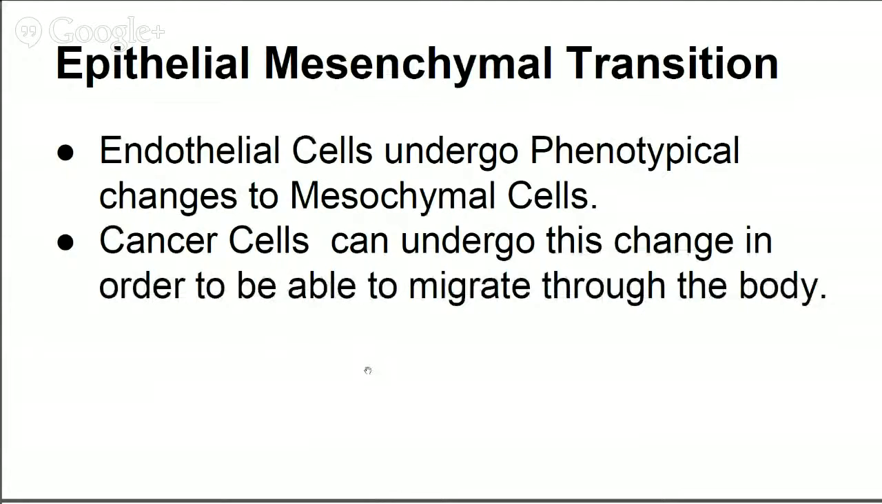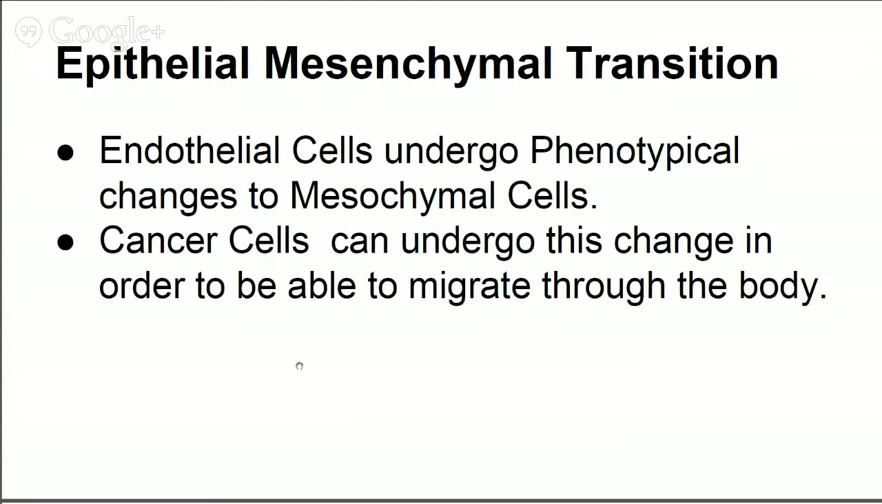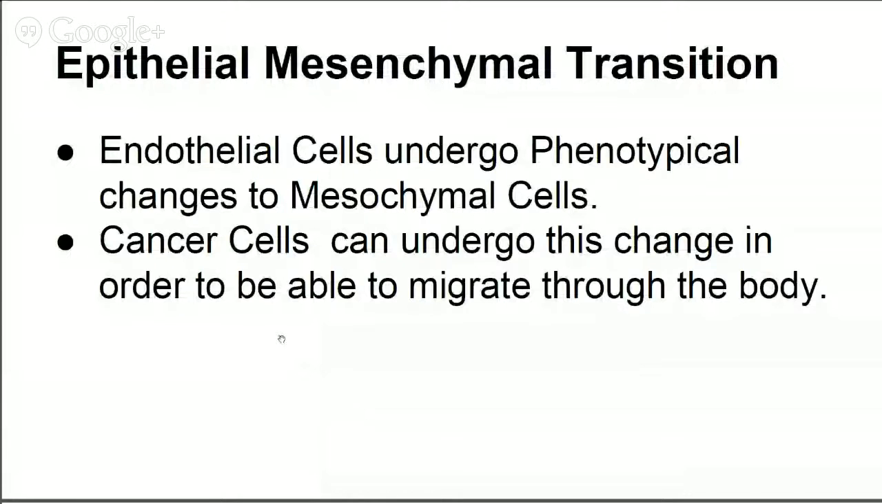So a cancer cell, once it has grown to the point where there is no longer cell adhesion, will break off and will undergo phenotypical changes to become a mesenchymal cell so that it may degrade the basement membrane and go into the mesoderm and then furthermore into the blood vessel to metastasize.